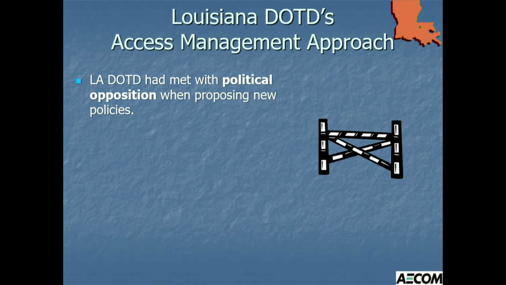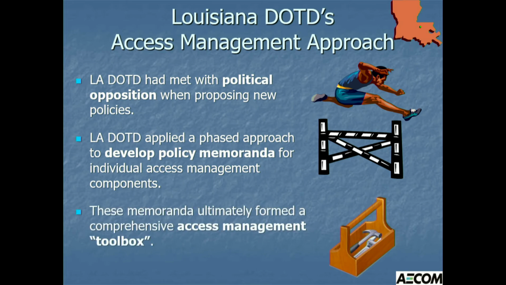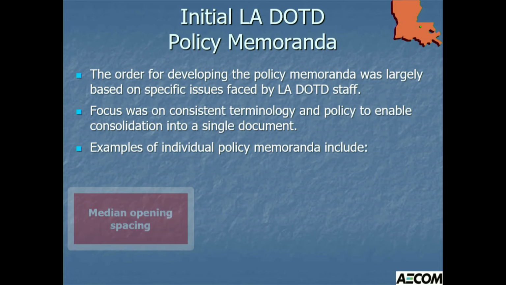So in the case of Louisiana, DOTD did want to do more and enhance their access management program, but they were meeting opposition along the way. So what they came up with, and they were willing for us to share it in the synthesis report, they called it flying under the radar. They basically came up with a program, what they considered a phased approach, to develop these different policy memoranda that would help their people administer the program, expand the program, and they put it together in a toolbox.